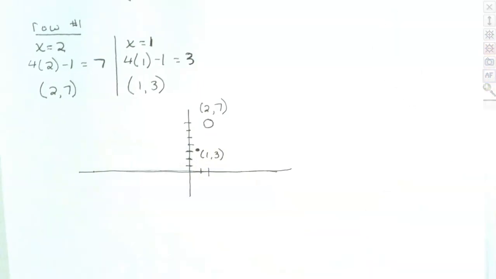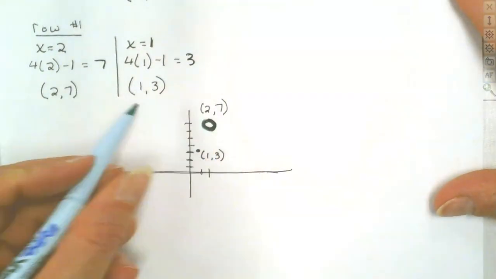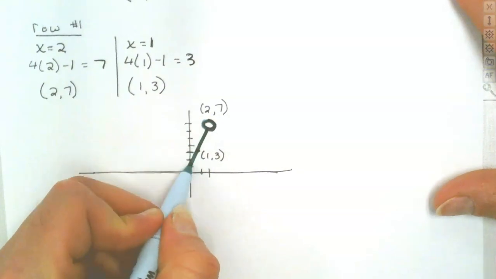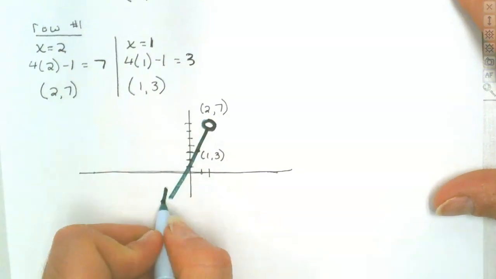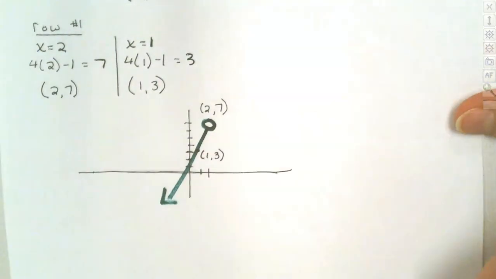Now, this is a linear function, right? 4x minus 1, that makes a line. So when we connect these together, we're not going to use a curve because it's not a square. We connect them together with a line just like that. That's half of it. That's our first row. Now we repeat the process with our second row.